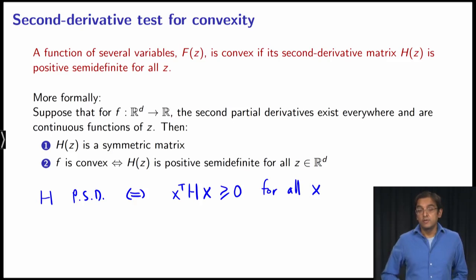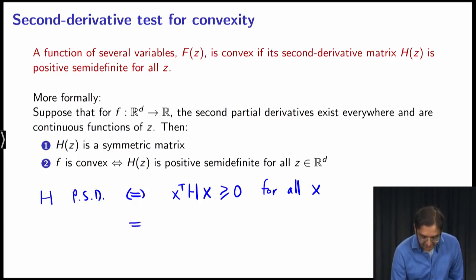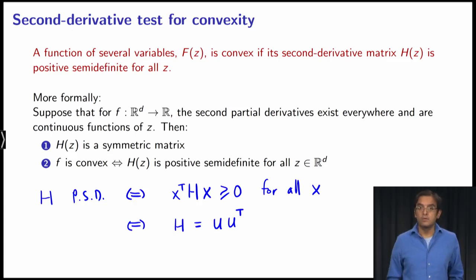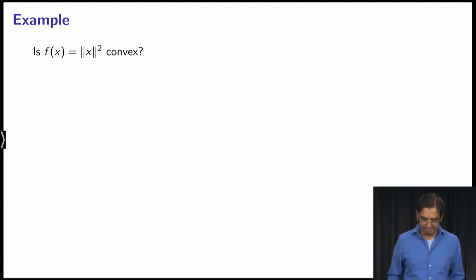We also saw an alternative characterization of positive semi-definite matrices that is somewhat easier to use in many situations. A matrix is positive semi-definite if it can be written in the form U transpose U, where U is any old matrix. So we'll be making use of both of these definitions. Let's look at an example.